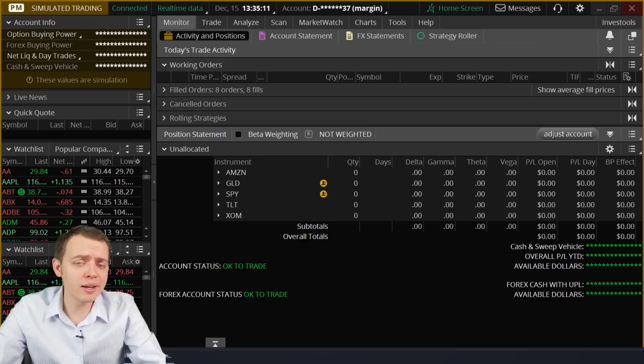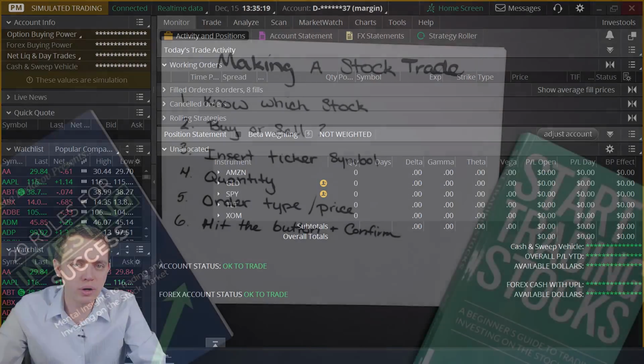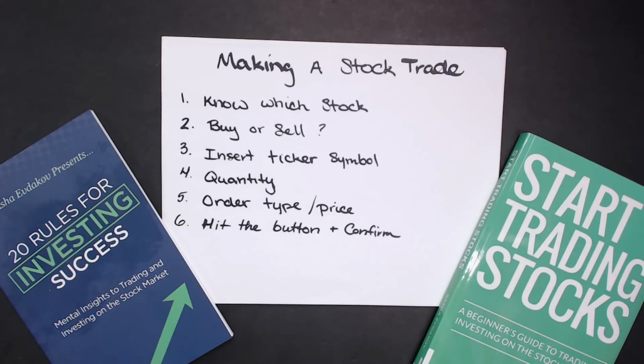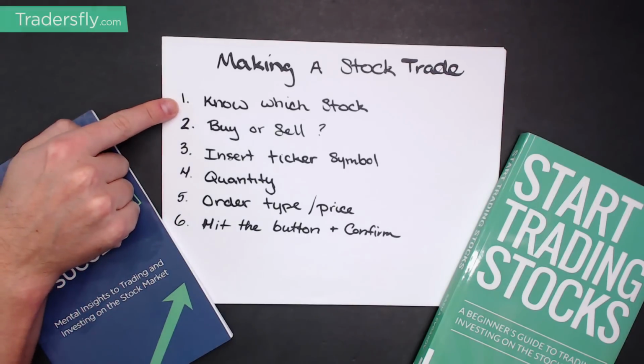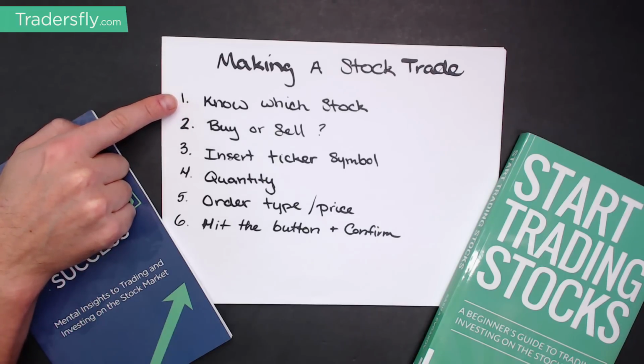So let's take a look at an example of buying shares of stock, so that you can see exactly how to do it if you've never purchased any stock before. The process is, number one, you need to know which stock you're going to buy or sell. You need to know the company, whether that's an Apple, a Google, a Facebook. You need to know which stock you want to trade.